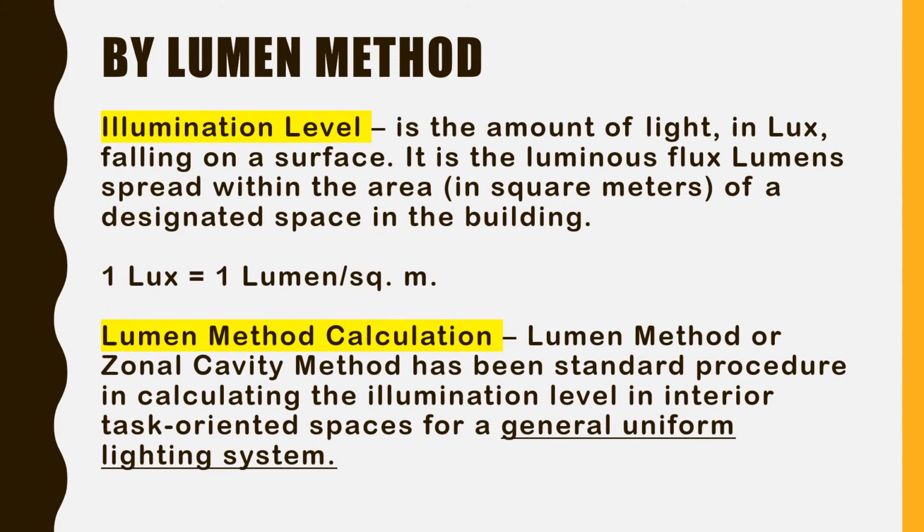So moving on, illumination level is the amount of light in lux falling on a surface. It is the luminous flux in lumens spread within the area in square meters of a designated space in the building. So see, there is actually a lighting level or lighting illumination level for any area, which is recommended by the lighting engineers. 1 lux is equal to 1 lumen per square meter.